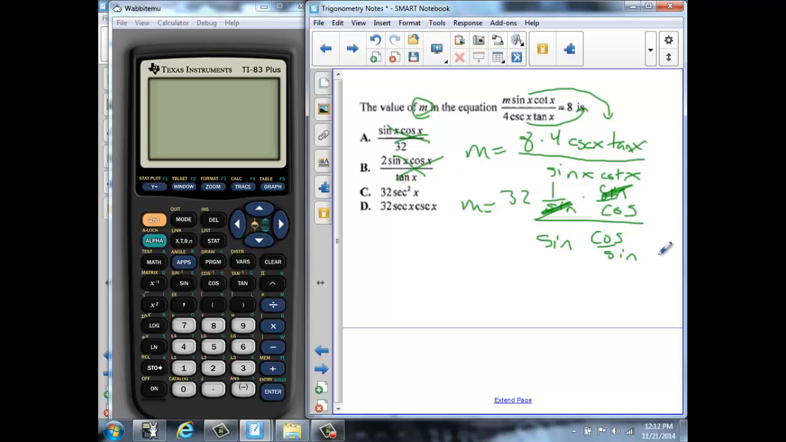I could cancel this sine with that sine. I could cancel this sine with that sine. And I have 2 cosines left, but they're both on the bottom, because this is on the bottom of the first fraction, and this is on the bottom of the second fraction. So what I really have left is the 32, and then I have 1 over cosine over another cosine, which is secant squared. Sorry I'm speeding up on that last one, but that might actually be the best way of solving this guy.